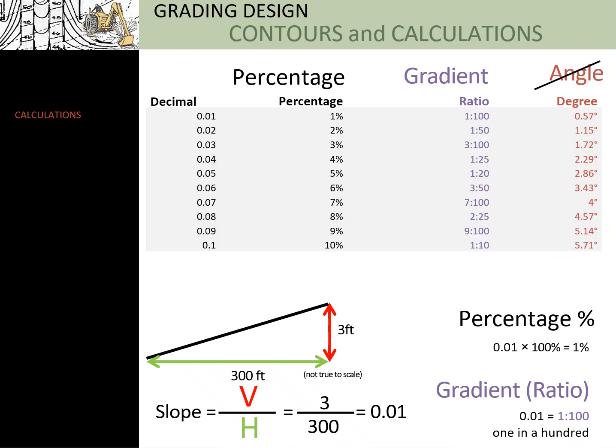Similarly, as you can see in this table, all slopes can be converted to different formats. However, please be mindful not to confuse these values. For instance, a 1% slope is not the same as a 1 in 1 slope nor a 1 degree slope.